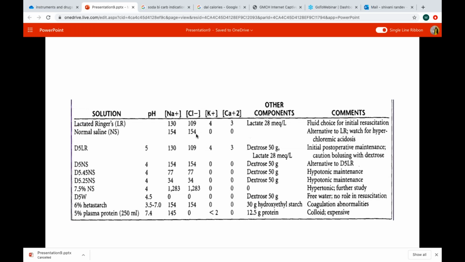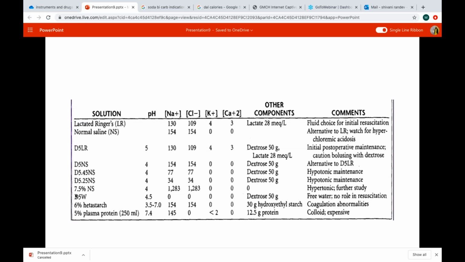Normal saline only contains sodium and chloride. Sodium is 154 milliequivalents per liter, and chloride is again the same. Either of these two are used for rehydration or for resuscitation in case of shock or a dehydrated child. Then we have dextrose, and the main ones you should know are plain 5% dextrose and 10% dextrose. Here this is D5W. This only contains dextrose, around 50 grams of dextrose per liter.